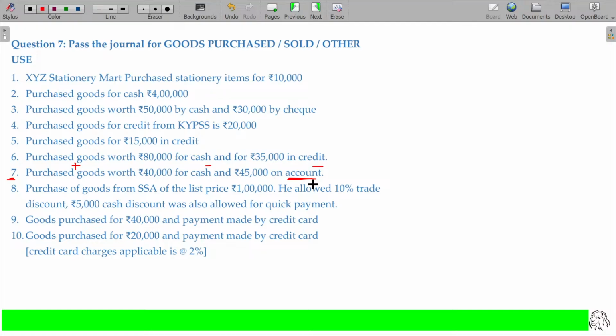Now, the journal entry being purchase account debit to cash. Cash account being 40,000. Creditors account being 45,000, to creditors 45,000. Overall value being 85,000. Is that clear?